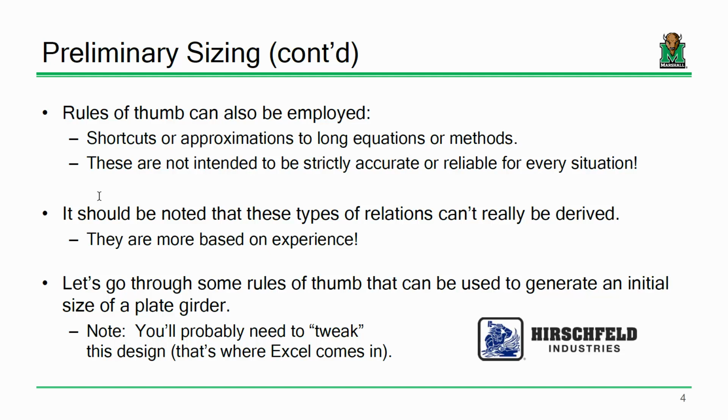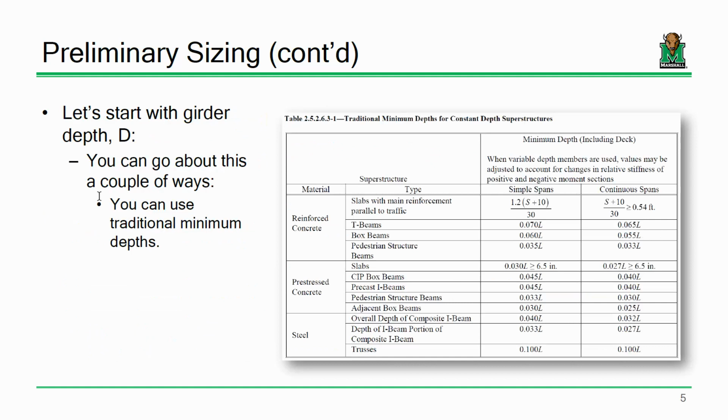You can take that initial girder and compute all sorts of things. You can compute how heavy it is. You can compute the moment of inertia. You can compute live load distribution factors. You can compute all sorts of different quantities. And you'll probably need to tweak this girder size in the end. That's where something like Excel comes into play, or maybe MathCAD, because all you have to do is change an input value and everything else updates. So it makes your life a little easier.